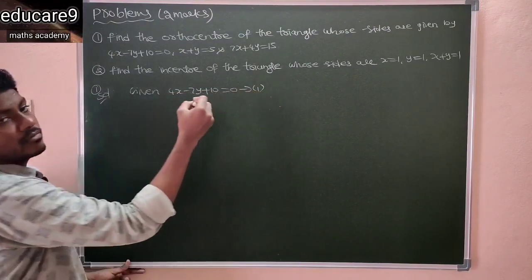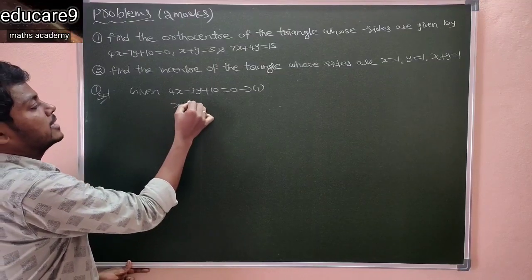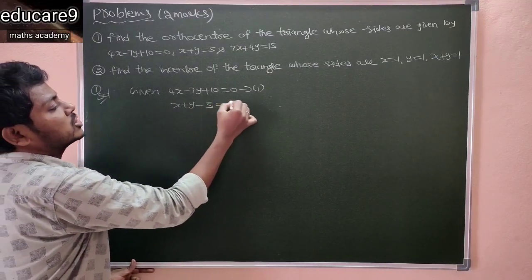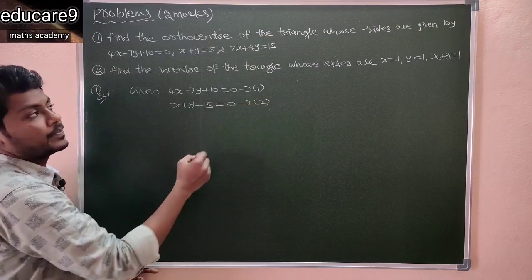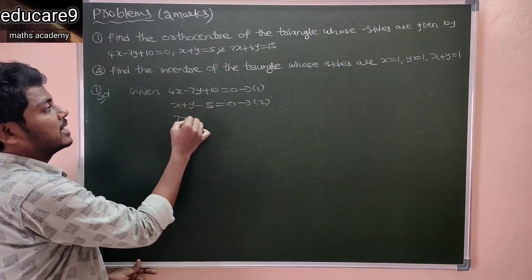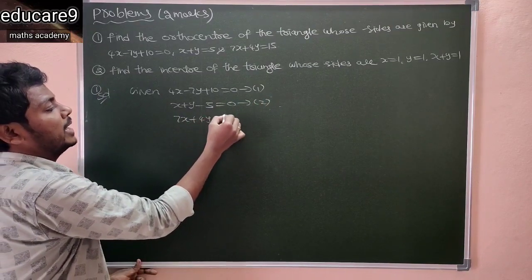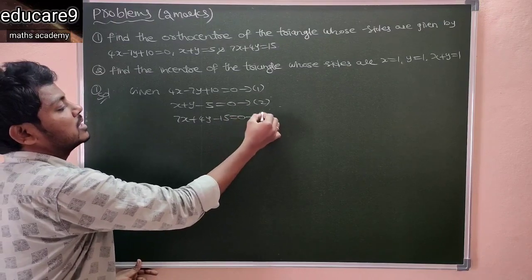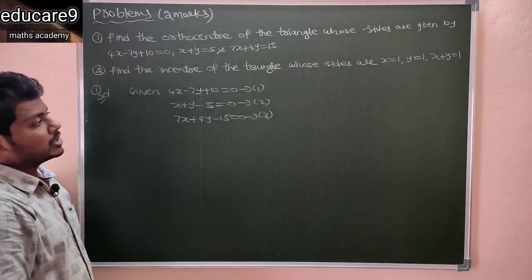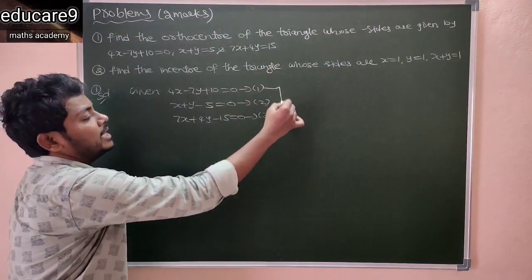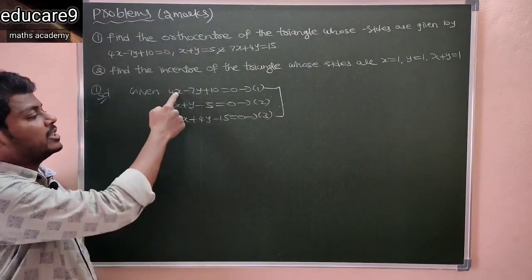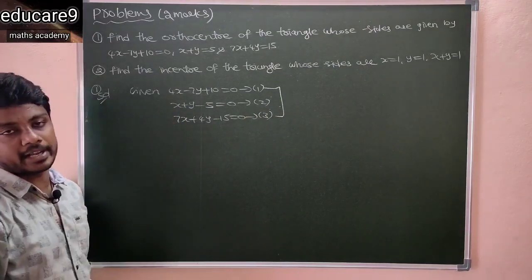This is equation 1. Next one, x plus y minus 5 equals 0. This is equation 2. Next, 7x plus 4y minus 15 equals 0. This is equation 3. Once you observe equation 1 and equation 3, clearly these two lines are perpendicular.